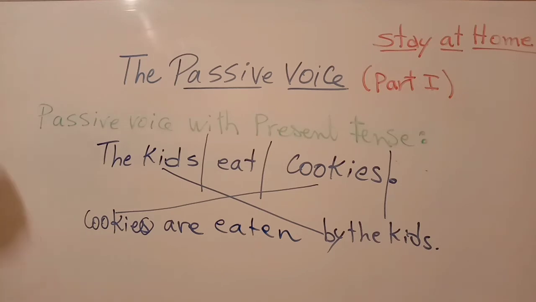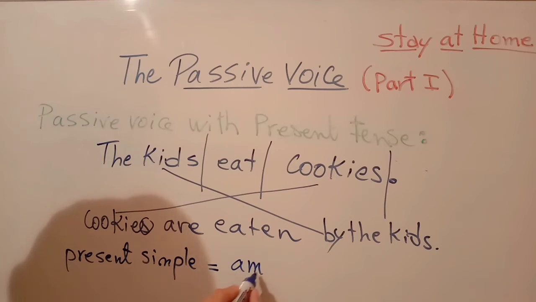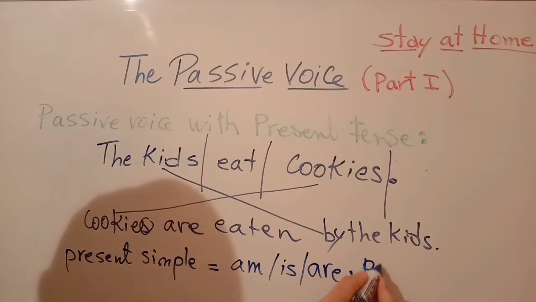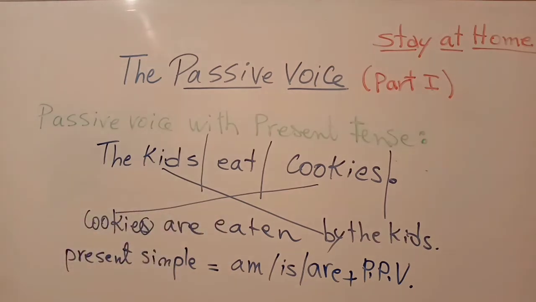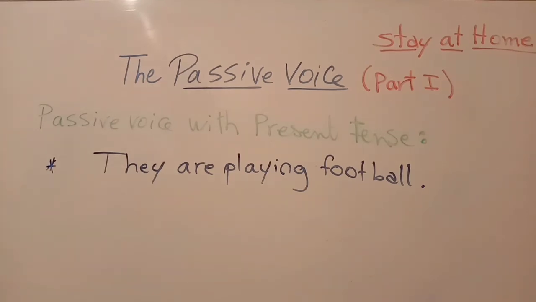So when you have present simple, in the passive voice, it becomes either is or are plus past participle of the verb. So be careful about the past participle of the verb. If it's regular, it's verb plus ed. If it's irregular, of course, you have the list of irregular verbs, right? Good. Now let's shift to the second example.